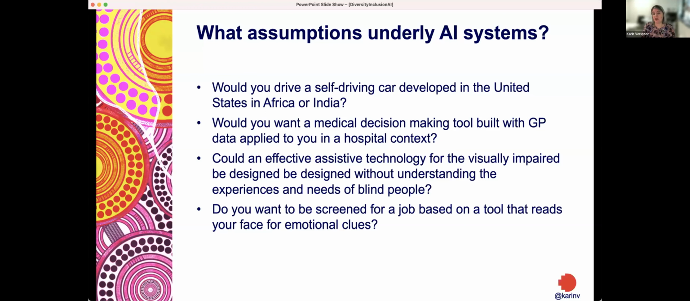The last one is actually happening. So there are whole entire companies that are building AI tools based on reading your face for emotional clues and making assumptions about the way you respond to certain scenarios just based on how you move your eyes. Now, I don't know what kind of cultural biases are embedded in there, but I can guess many.